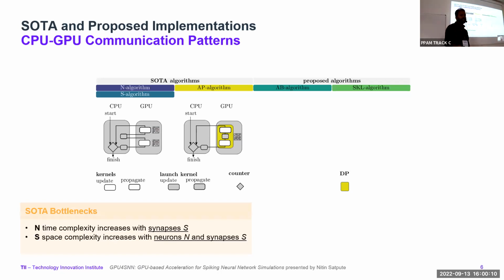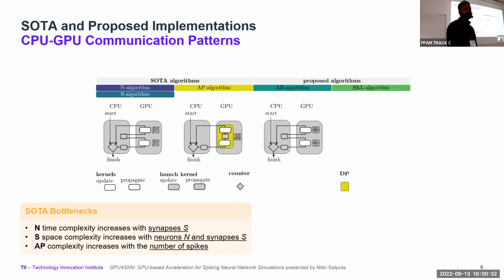So these are the bottlenecks. As I mentioned, in physics, the complexity scales with the number of synapses, because it iterates that number of times. And the space complexity is basically the number of neurons by the number of synapses. And AP is with respect to the number of spikes, right? Because whenever there are events, the AP will come into the picture, and based on the depth of the child kernels, the performance of AP will degrade.